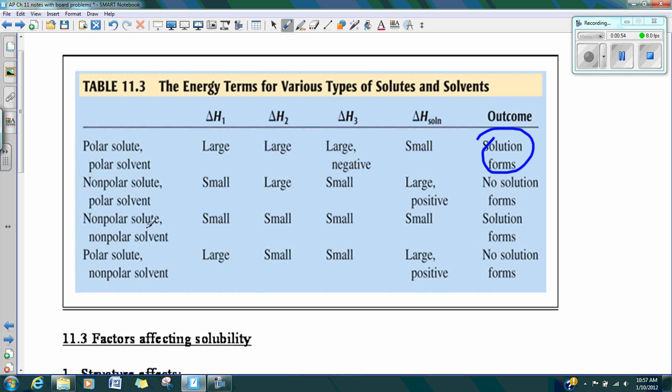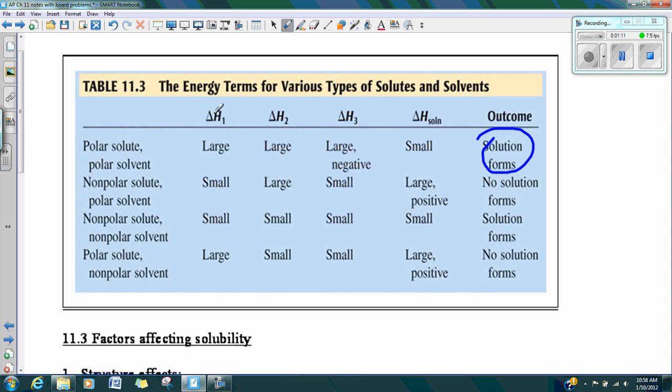Here I have non-polar solute, non-polar solvent. Yes, a solution should form. And then we have a polar solute and a non-polar solvent. Again, no solution is going to form. So again, just keeping in mind the expression that we're using, that like dissolves like.